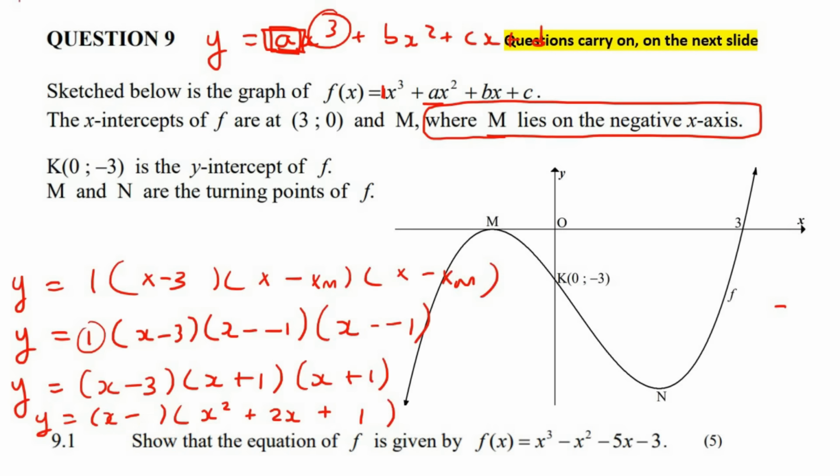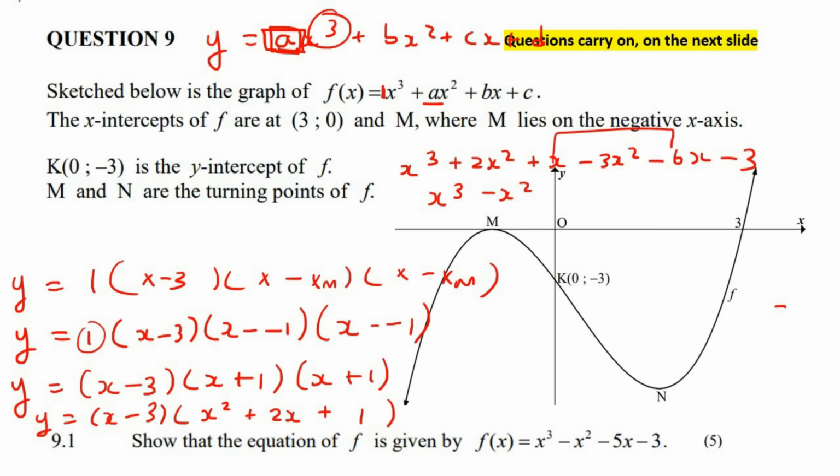Now we need to multiply these 2 brackets together. I'm going to do that up over there. So that's going to become x times x squared, which is x cubed, plus 2x squared, plus x, minus 3x squared, take away 6x, take away 3. Then I'm going to put all of the like terms together. So those 2, which is negative x squared, and then these 2 together, which is negative 5x, and then negative 3. Let's see, is that what they said? Yes, well done, guys, we've done it. Let's move on to the next part.